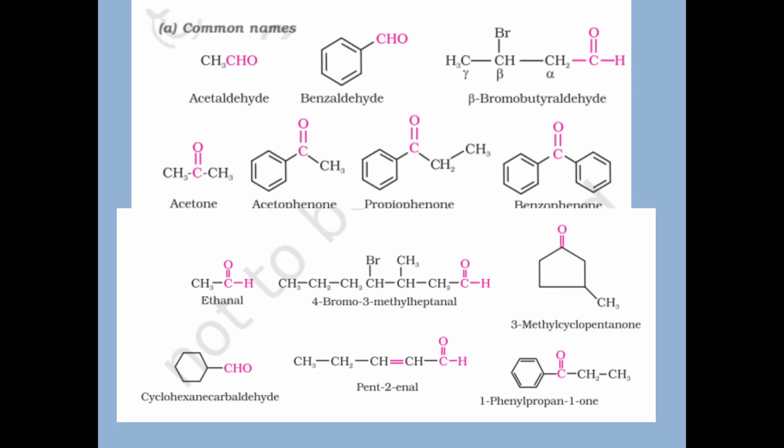Common names here: the first one is acetaldehyde, the second one is benzaldehyde, the third one is beta-bromobutyraldehyde, or it can be called 3-bromobutanal. Next one is acetone, CH3COCH3, acetophenone, propiophenone, benzophenone.